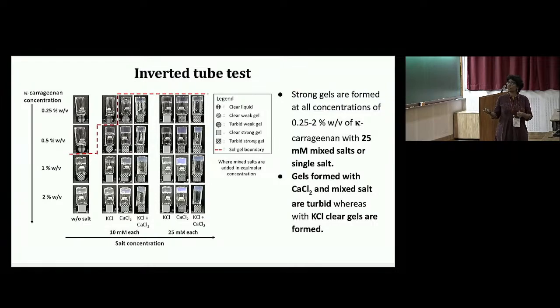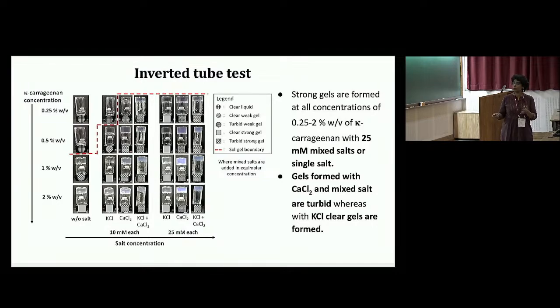Clear strong gels are gels which are solids at room temperature for an extended period of time, and turbid strong gels likewise for an extended period of time. So you can see the turbid strong gels here, some clear gels here, and some clear weak gels also which are here. So this depends, of course, on the concentration or the amount of kappa carrageenan I have, and also how much salt I have.